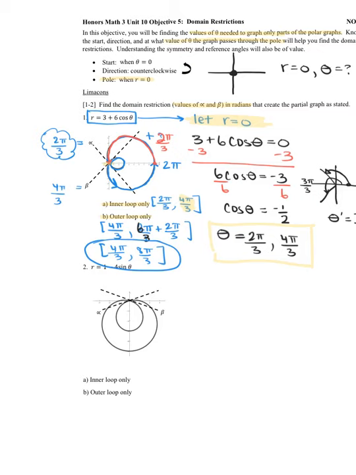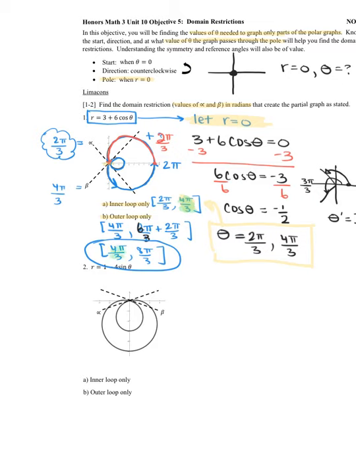Because it could potentially be infinitely many, but I should at least always find those first two values. And then that's going to get me those inner loop values, right? And then when I go to find the outer loop, I know that I am going to take where the inner loop left off. That's where the outer loop is going to begin.